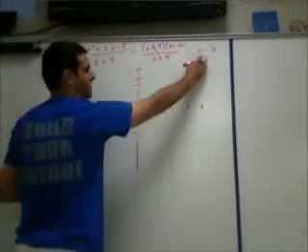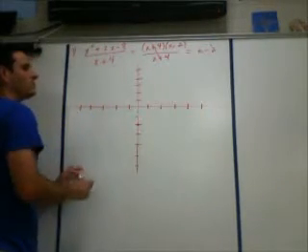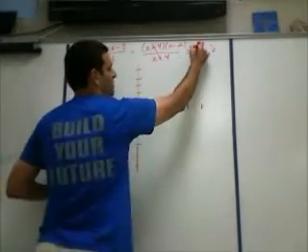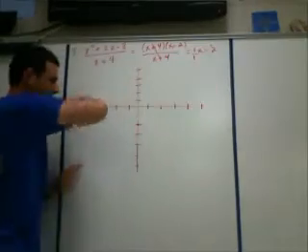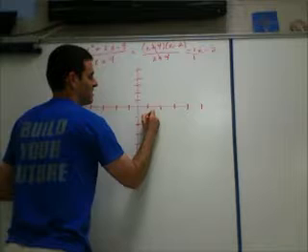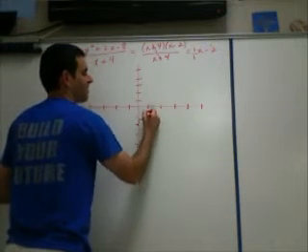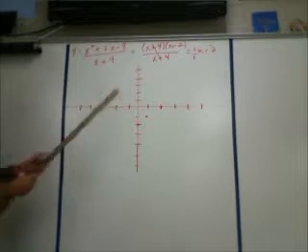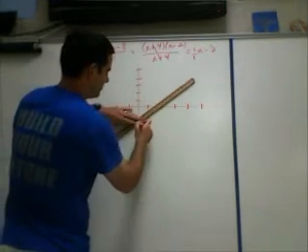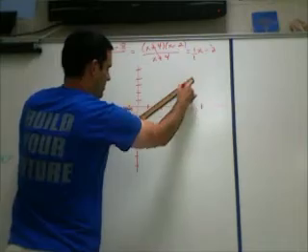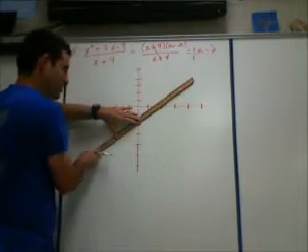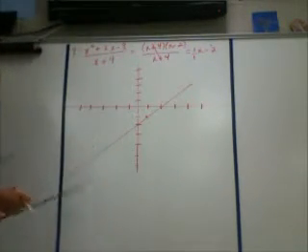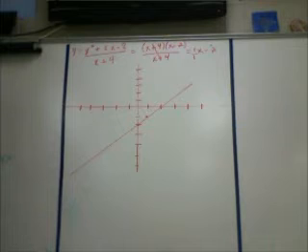Go down to -2, that's my y-intercept. Then I'm going to use the slope, which in this case is 1, to rise and run, up 1 over 1. Do it again here just to get some consistency. Now draw the graph. Remember, a graph is just a picture of all the solutions to a function.